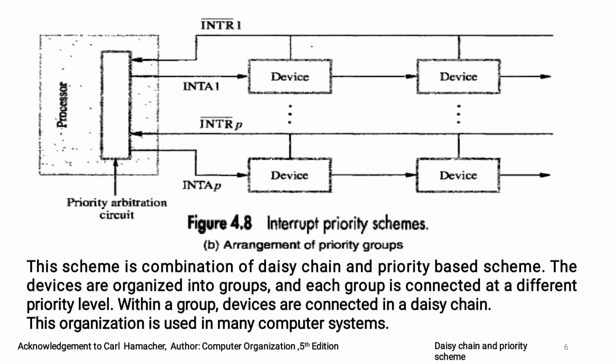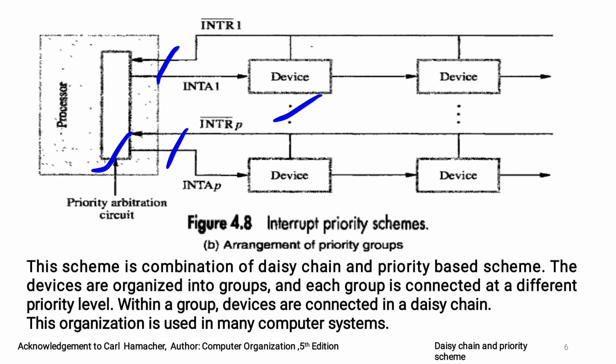Let us consider the next scheme of handling multiple devices' interrupt requests. This is the combination of both the priority scheme and the daisy chain scheme. Here n number of I/O devices are arranged in different groups. Again, in each group they are connected in daisy chain fashion. The priority arbitration circuit assigns different priority to different groups. So this is one group, second group, like that many groups. According to the priority arbitration circuit, different groups have different priority.